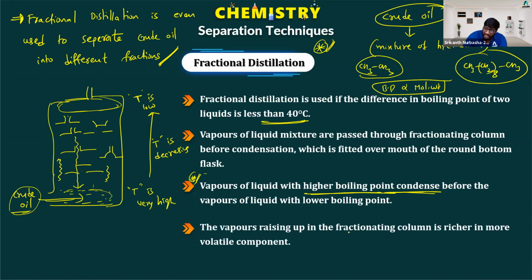The vapors rising in the fractionating column, this is nothing but a fractionating column, are richer in the more volatile compound. Obviously, whatever vapors are rising are more volatile. So we will be having lower boiling point compounds in the top region. So vapors rising up in the fractionating column are richer in the more volatile compound.